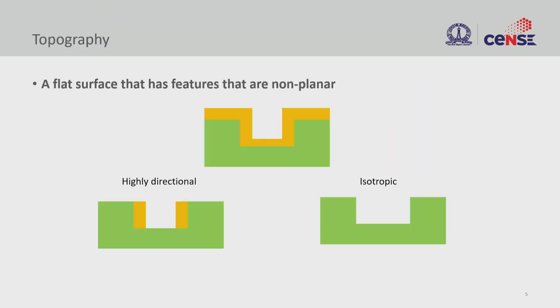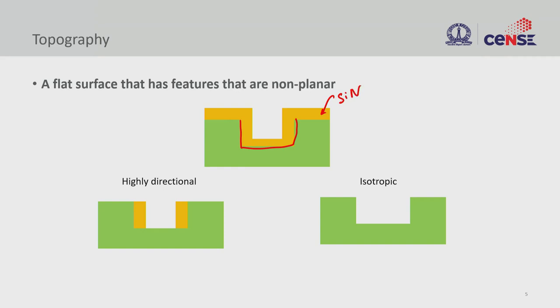And the next thing is about directionality again on a topography wafer. So what is a topography? It is nothing but a surface with corrugation, which is non-planar, right? When you have features and when it is etched and so on, we call that a topography. So now you have a topography, and then I fill it with some material. Let's say this is silicon nitride.